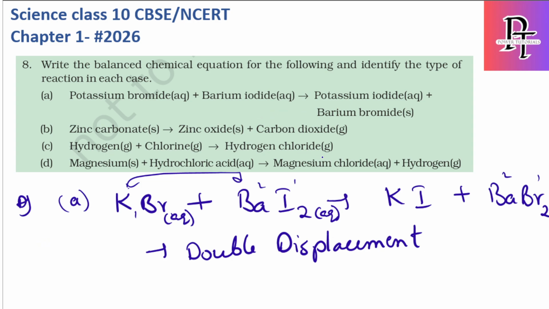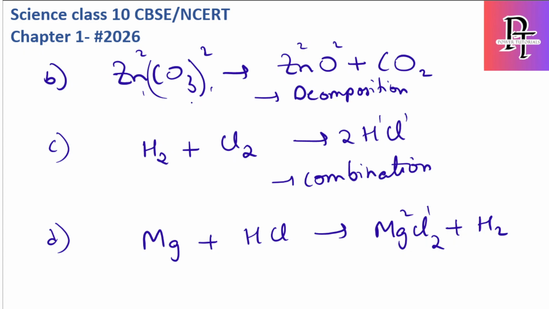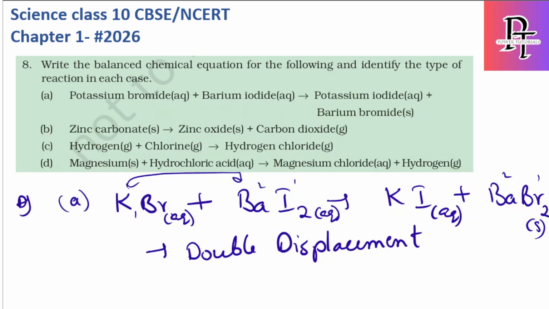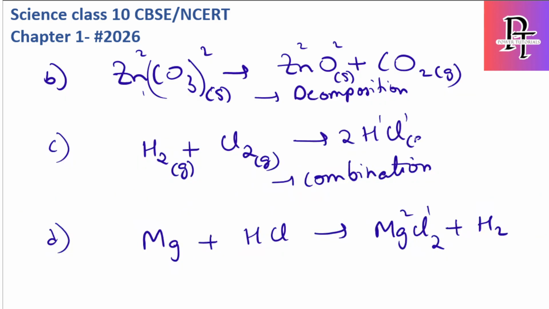So potassium iodide is aqueous, barium bromide is solid. Similarly for the others. Zinc carbonate S, S and G. Hydrogen chloride, I already know it is gas. HCl can be gas or aqueous solution, but what they have mentioned is gas only, because they are saying that it is not in acid form, it is in gaseous form.